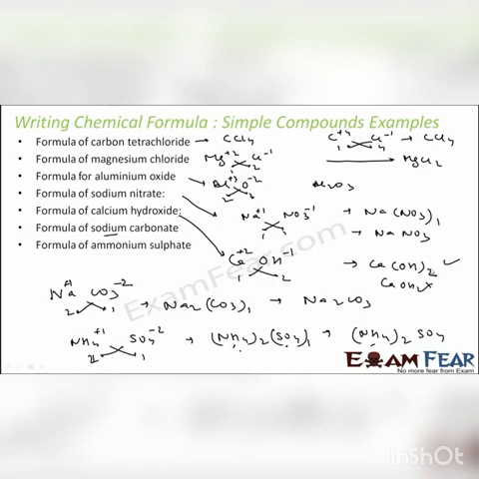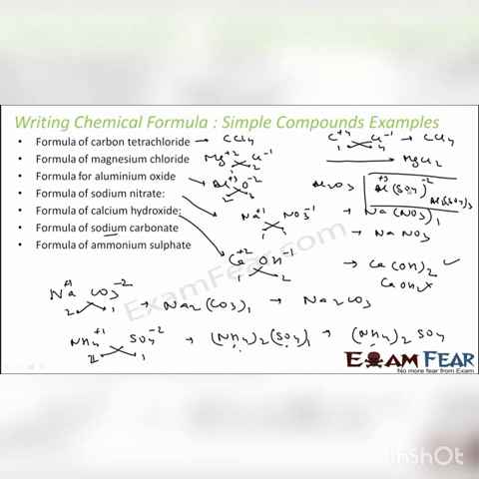Okay. We can also take aluminum sulfate as one example. Aluminum is plus 3, sulfate is minus 2. This becomes Al2(SO4)3. Please note, there is a bracket here. So we are following all the rules.